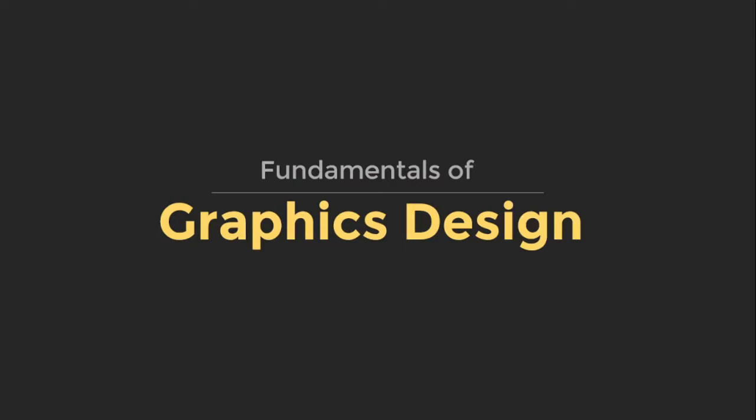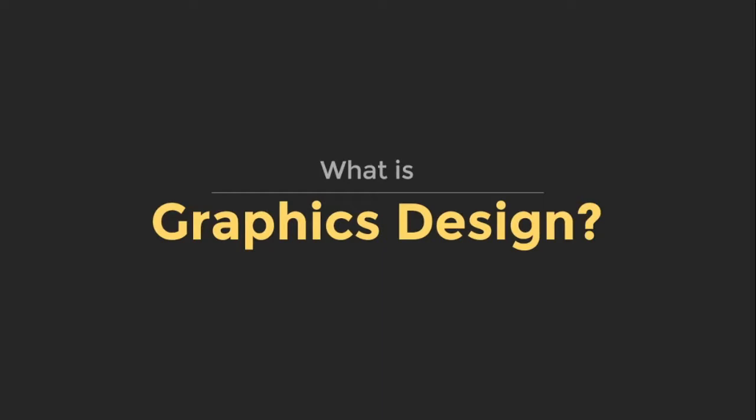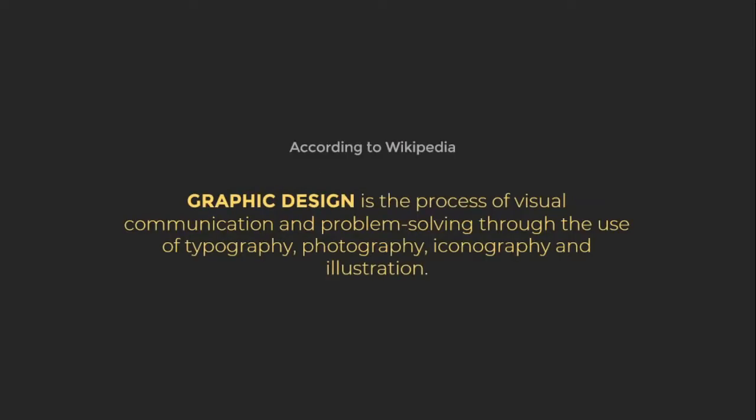Now, we cannot talk about the basics of graphic design without first understanding what graphic design really means. And of course, graphic design, according to Wikipedia, is the process of visual communication and problem solving through the use of typography, photography, iconography, and illustration. That is, projecting an idea visually through the use of text, photos, icons, and illustrations. Simple. But what does graphic design really mean?